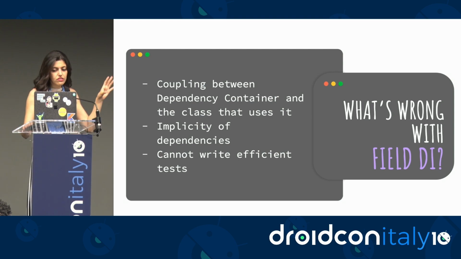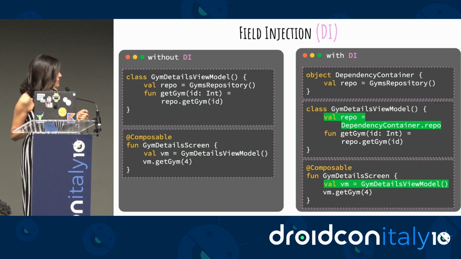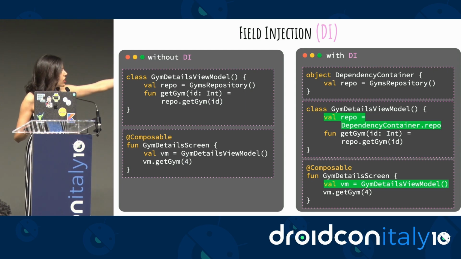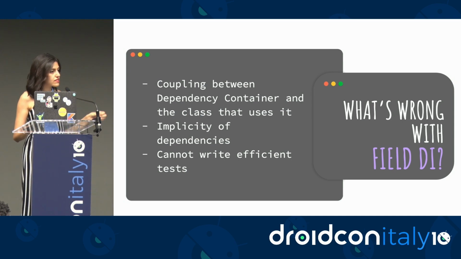So let's look here. What is wrong with field dependency injection? The first thing is the coupling that we said. I cannot use the view model without the dependency container. Second thing is the implicitness of the dependencies. And third is we cannot write efficient tests. So regarding implicitness of the dependencies, when I'm creating the view model, I don't know what instances it contains, what it uses. I have to go through the view model itself, read through the code, and learn what dependencies it needs.